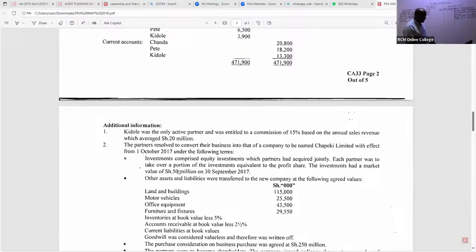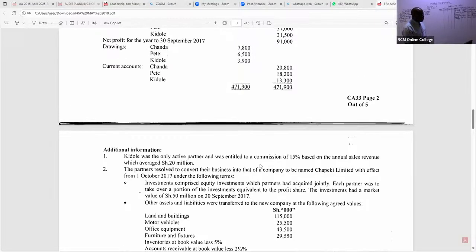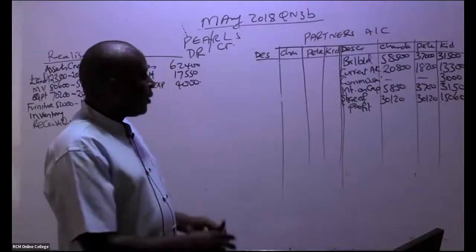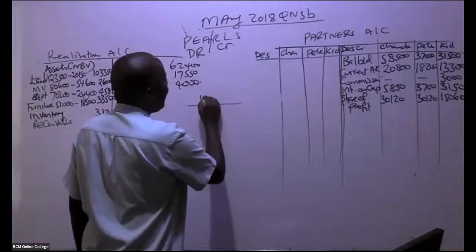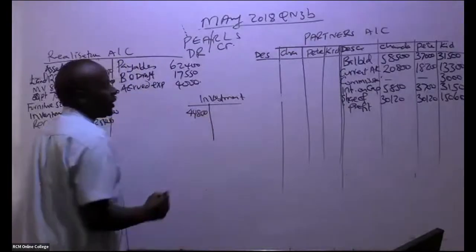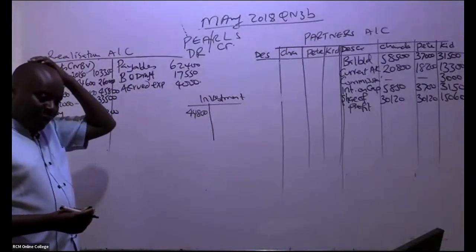So now this is an asset that has been taken over by the partners. When they take an asset, we debit their partners' accounts. But now we have to be very, very careful. These investments themselves, in this case, were worth 44,800. Don't draw this, but it's very important. So we have the investment account, and I can see a figure down here of 44,800.